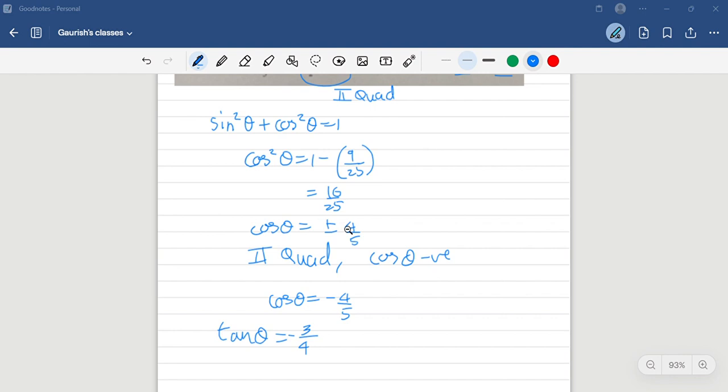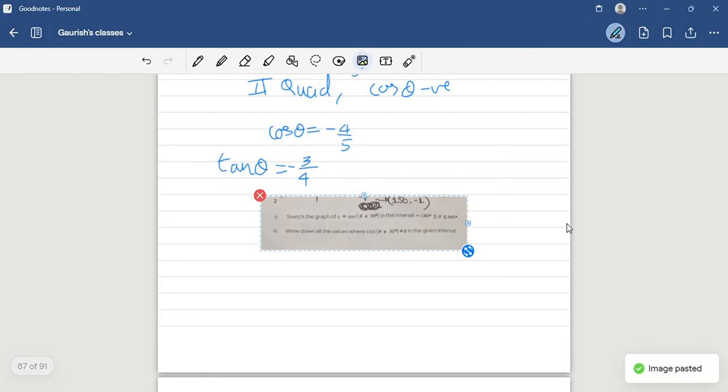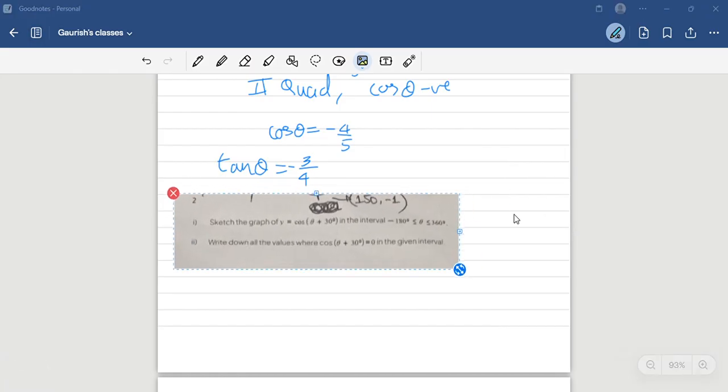Okay, so cos(theta plus 30), and it is from negative 180 to 360. Sketch the graph and write down the values of theta where it is equal to 0 in the given interval. Why don't we just put it on the GDC? Isn't it a good idea to work on the GDC directly? Here, I'll just put it up over here. The question is to sketch the graph.